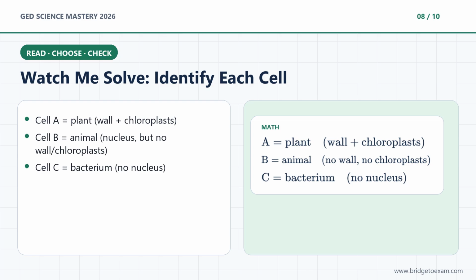Let's identify each cell with our method. Read, we already listed what each cell has. Choose, cell A has a cell wall and chloroplast together. That combination is the plant cell giveaway. So cell A is a plant cell. Cell B is a eukaryote because it has a nucleus, but it has no wall and no chloroplast. So cell B is an animal cell. Cell C has no nucleus, which makes it a prokaryote. So cell C is a bacterium. Check. No overclaiming here. The table names each structure directly, so these identifications are solid.